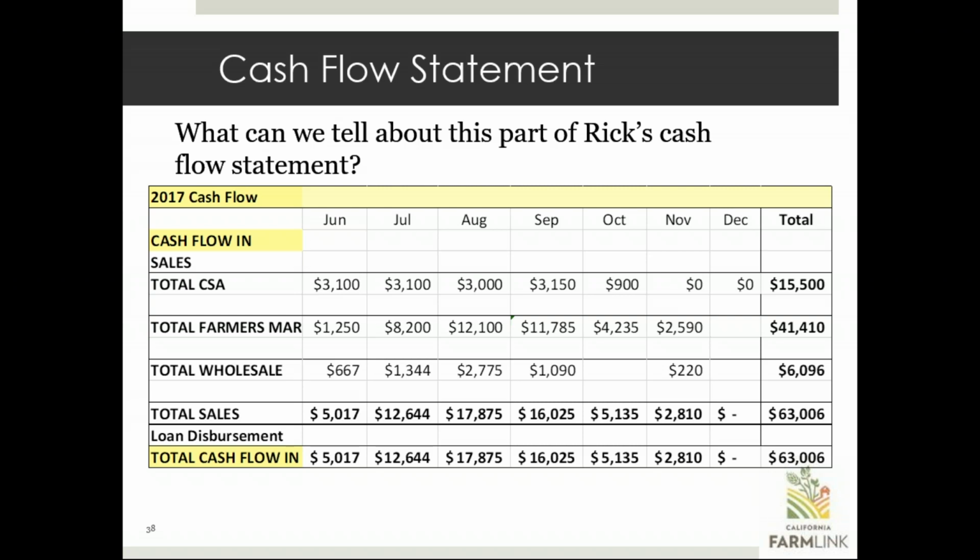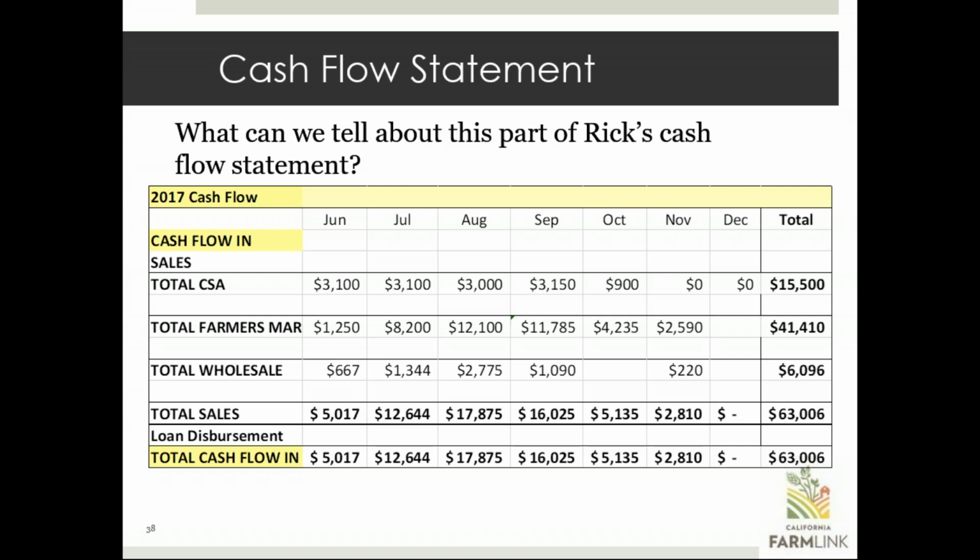He's got revenue from farmers markets and wholesale as well, and the months where he's got the most revenue are in July, August, and September. Farming is the only source of income for a small business. Typically, when we're putting together cash flow projections for someone that's applying for a loan, we would want to see any off-farm income that's being generated in the household as well. So we don't see any of that here.